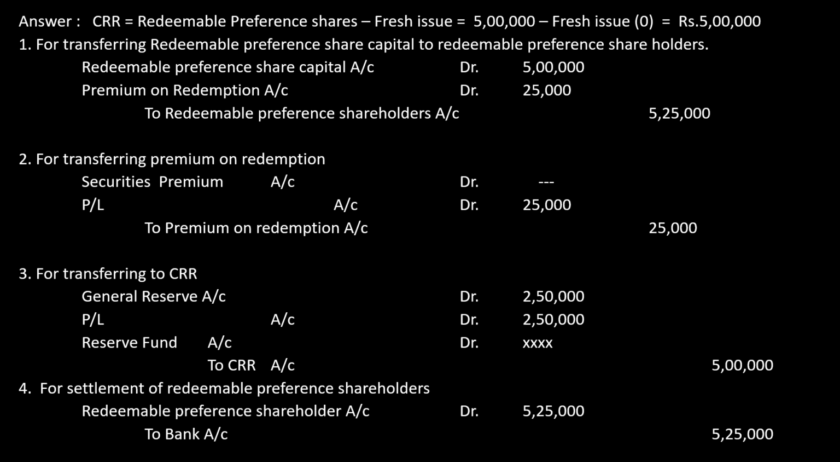So there is no need to pass the 7th entry. Directly you go to the 8th entry: redeemable preference shareholders account to bank, that is 5,25,000. Okay. So that's all about your illustration number 1. We'll go to illustration number 2 now.